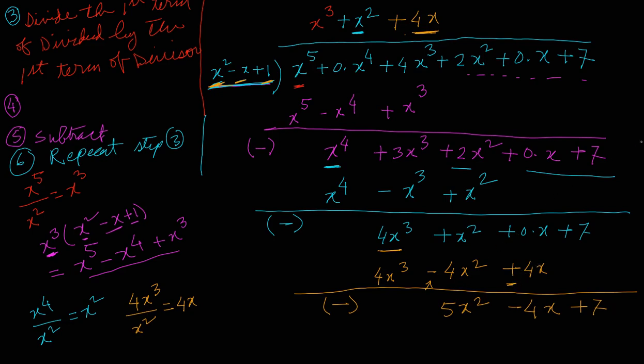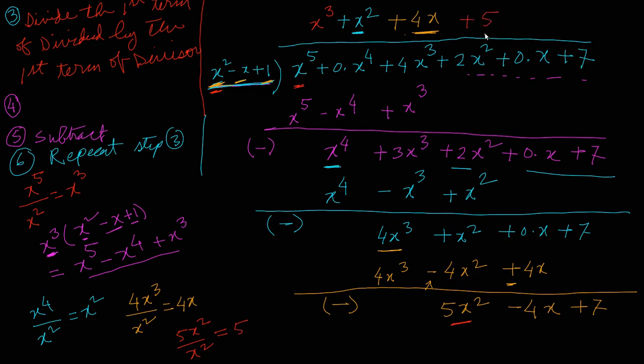Now again I am going to pick the first term of my dividend, which is 5x square. So I'm going to write down 5x square here, and I'm going to divide by the first term of my divisor, which is x square. So I get 5. So I'm going to write down that 5 over here, plus 5.